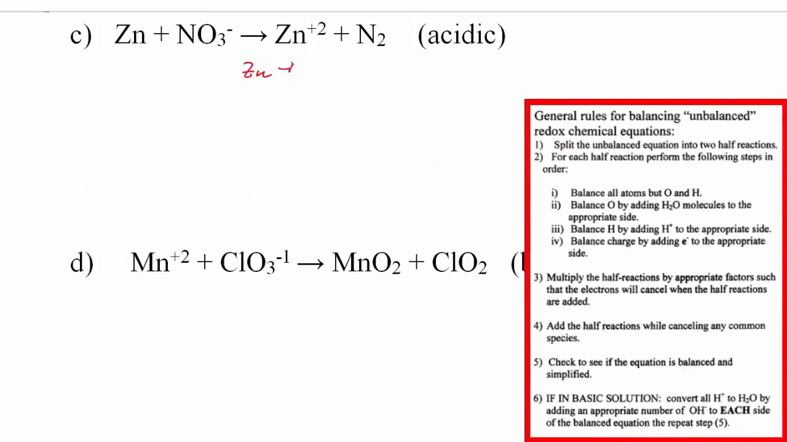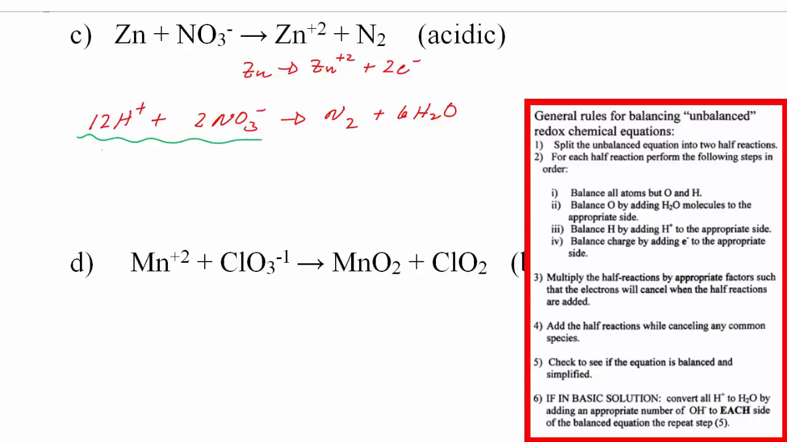Zinc goes to zinc 2+. So all I have to do is add 2 electrons on the product side. Nitrate goes to nitrogen. Okay, balance everything but O and H first. So I have 2 N's, so I better put 2 N's. 6 oxygens, so I better add 6 waters. 12 hydrogens, so 12 hydrogen ions. Now electrons to the most positive side. Over here I have a positive 12 and a negative 2, positive 10. Over here I have 0. So I have to add 10 electrons.